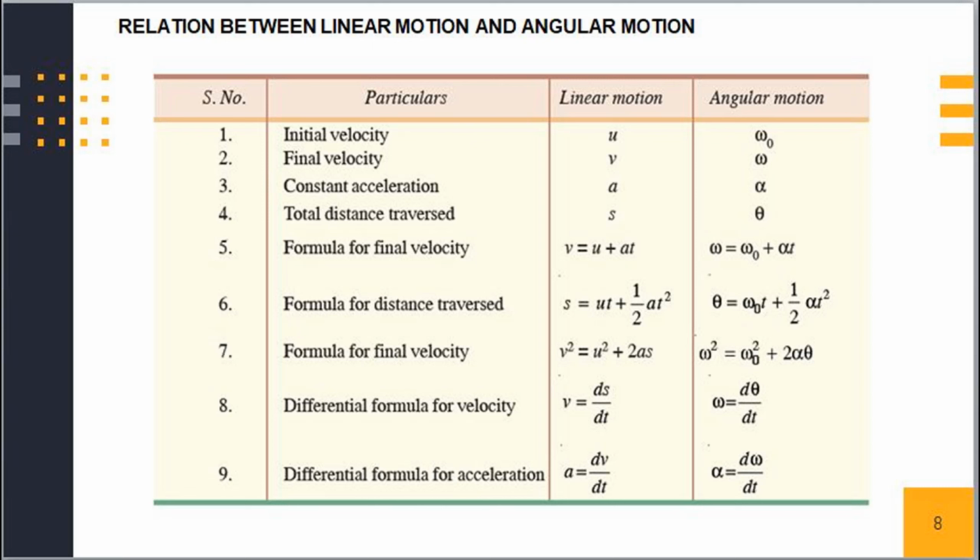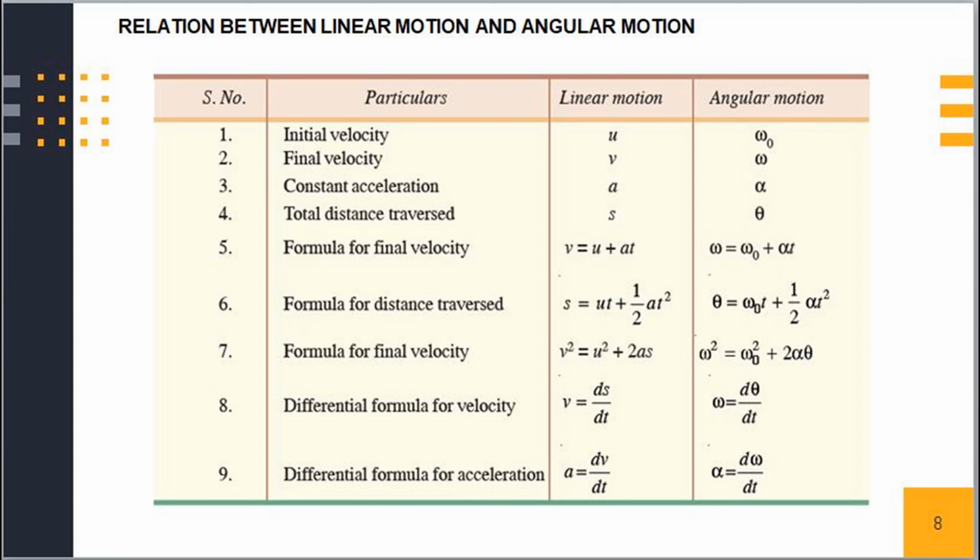Acceleration of a body in linear motion is denoted by a, and acceleration of a body in angular motion is denoted by α. Total distance traversed, that is displacement, is denoted by s in linear motion, and in angular motion displacement is denoted by θ.